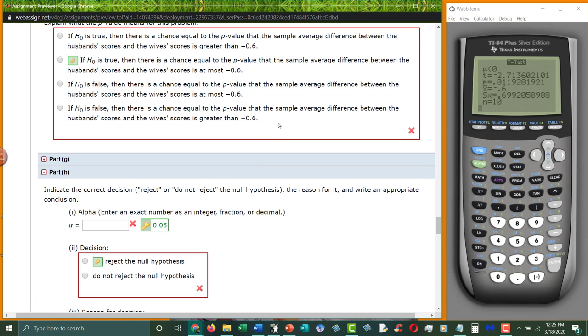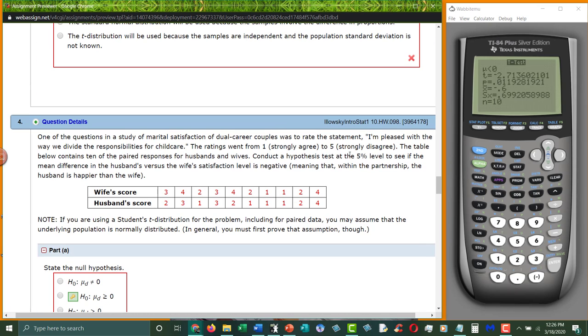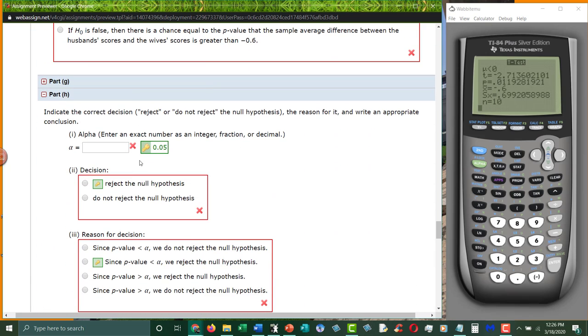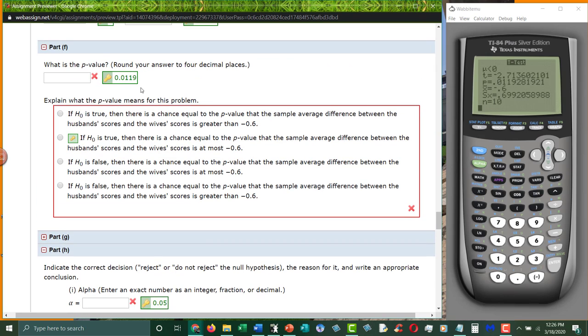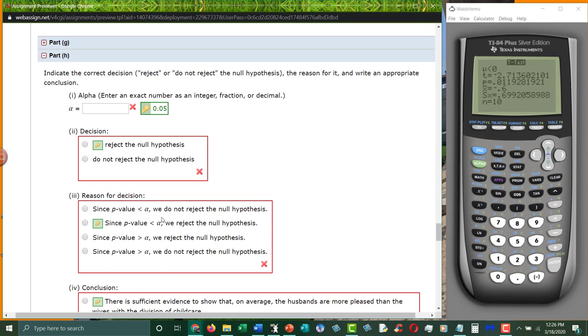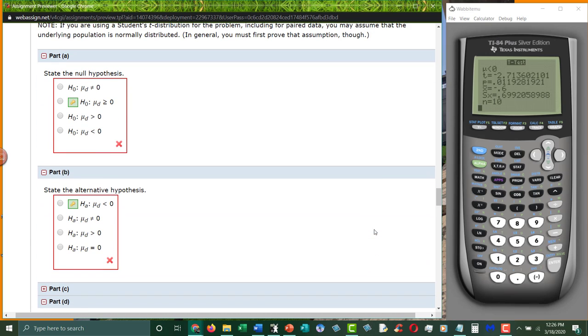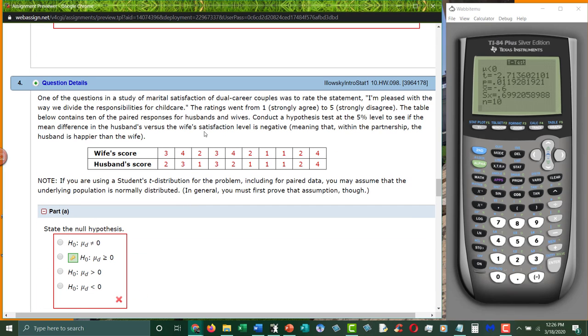What is alpha? They told us alpha was 0.05. I'll go back up to the top here. The 5% level is significant. So remember, 5% is 0.05. What are we going to do? Well, 0.0119 is less than 0.05. So that's this answer. P-value is less than alpha. We reject the null hypothesis. So that's why we reject. And that tells us that there is enough significant information to assume that women are less happy than their husbands, that this is true, and therefore my satisfaction level is negative.